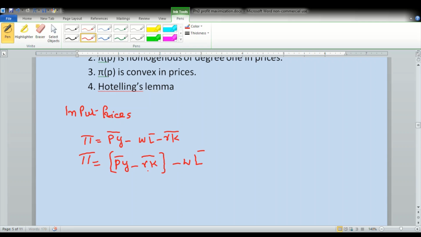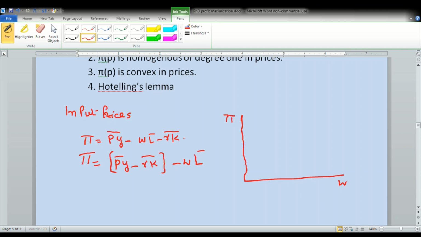But see that this is something that is to be greater than 0, because this is revenue minus the cost of capital. This is the cost of labor, and there's something that is happening when labor is equal to L bar. So if I now plot this equation this time, W is here and pi is here.